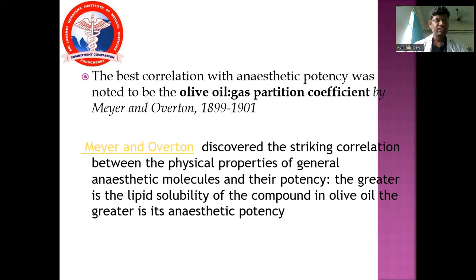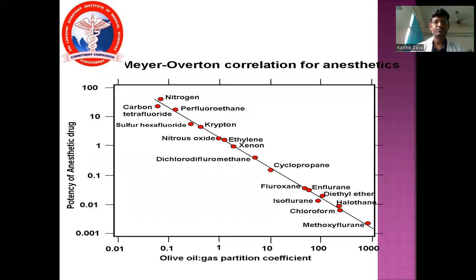So that is why the lesser the MAC, the greater the potency. Halothane has a MAC of slightly less than 1, while nitrous oxide has a MAC of around 104. So halothane is much more potent than nitrous oxide. This is because the log of the MAC is plotted on the y-axis. Halothane has a value of 0.01 and nitrous oxide has a value of 1. Here the graph shows the logarithmic value of the MAC value of these inhalational agents.